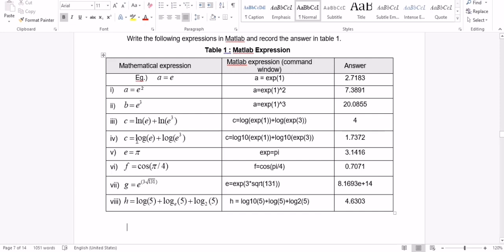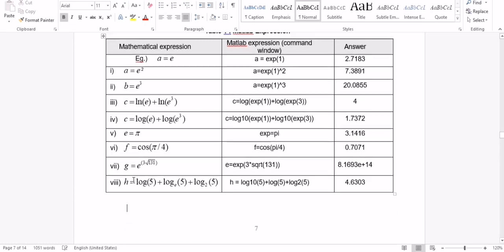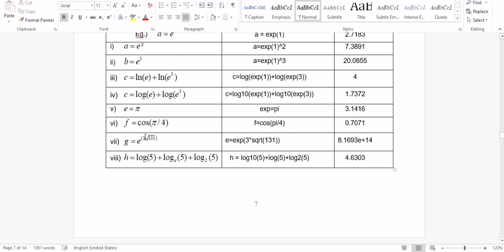The same method goes for the next one. Then for this one, e equals pi, so we write it as exp(pi). So we get this answer. The same goes for this one. And then for this one, g equals e to the power of 3 times the square root of 31, so we write it as exp(3 times sqrt(31)). So we get this answer, and this is also the same as before.